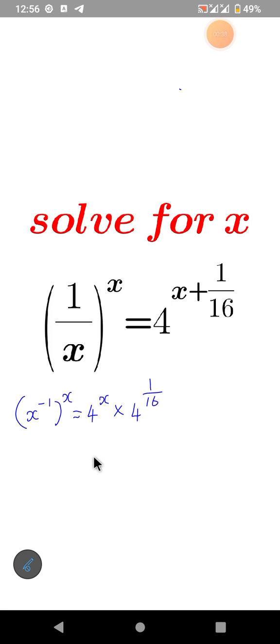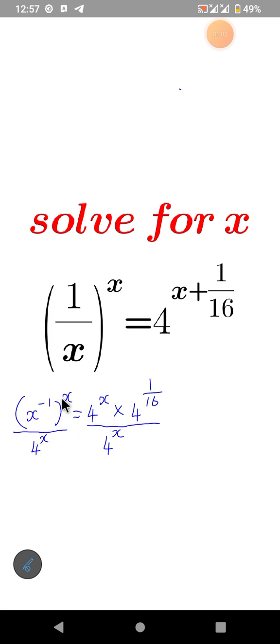Then from here now, I'm going to divide both sides of this entire equation by 4 raised to the power of x. So I divide here by 4 raised to the power of x, and I also divide here by 4 raised to the power of x. I did this because I want this 4 raised to the power of 1 over 16 to be alone on the right hand side. Now, so we continue again.